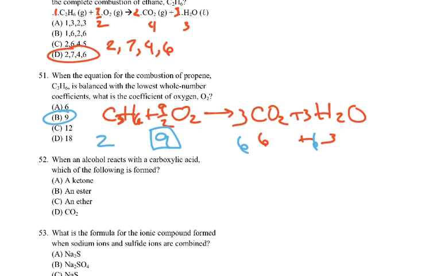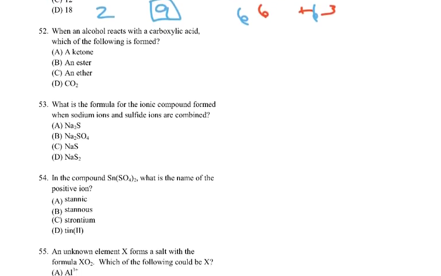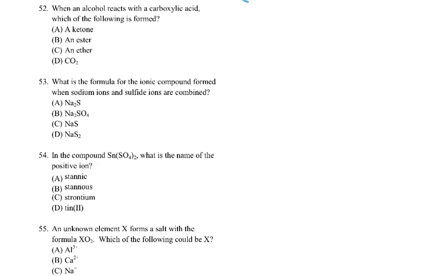Answer B. Okay, when an alcohol reacts with carboxylic acid, that's just memory. You should know that, we did that in class. We did methanol, we did salicylic acid, and we made an ester. And that's the one that smelled like wintergreen.